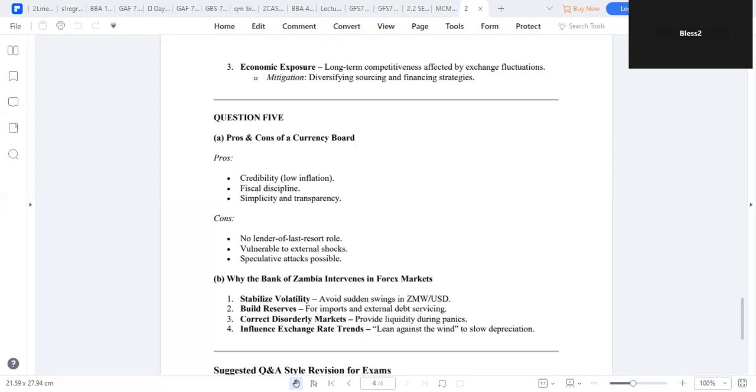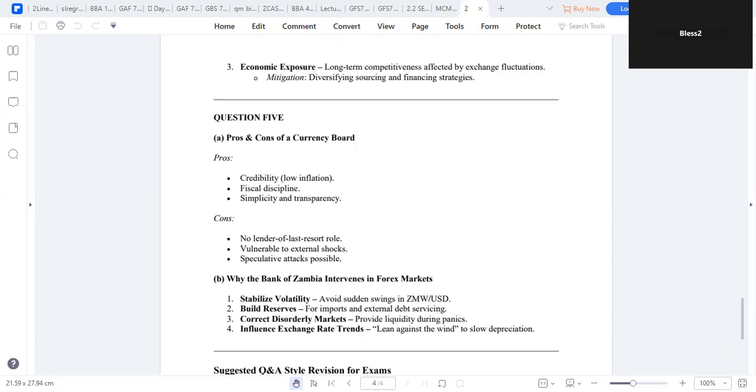It also is there to build reserves. So maintaining adequate foreign exchange reserves is very important for a country like Zambia to meet import needs. So foreign exchange interventions help the Bank of Zambia accumulate reserves by purchasing foreign currency during periods of excess supply or selling reserves strategically. So adequate reserves will signal economic stability and also reduce currency risk.